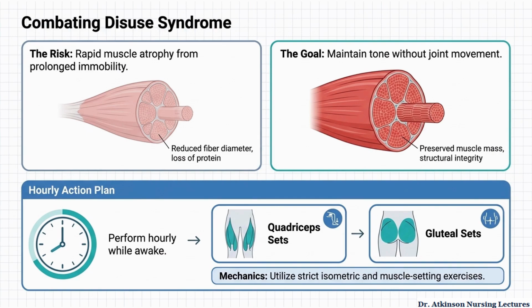Disuse syndrome develops rapidly during immobilization, with measurable muscle atrophy and strength loss beginning within days. Isometric exercises, such as quadriceps and gluteal sets, help preserve muscle mass by contracting the muscle without moving the joint. Patients should perform these exercises regularly throughout the day to maintain strength and improve recovery once immobilization is removed. Consistent nursing education and reinforcement are essential to prevent functional decline during healing.